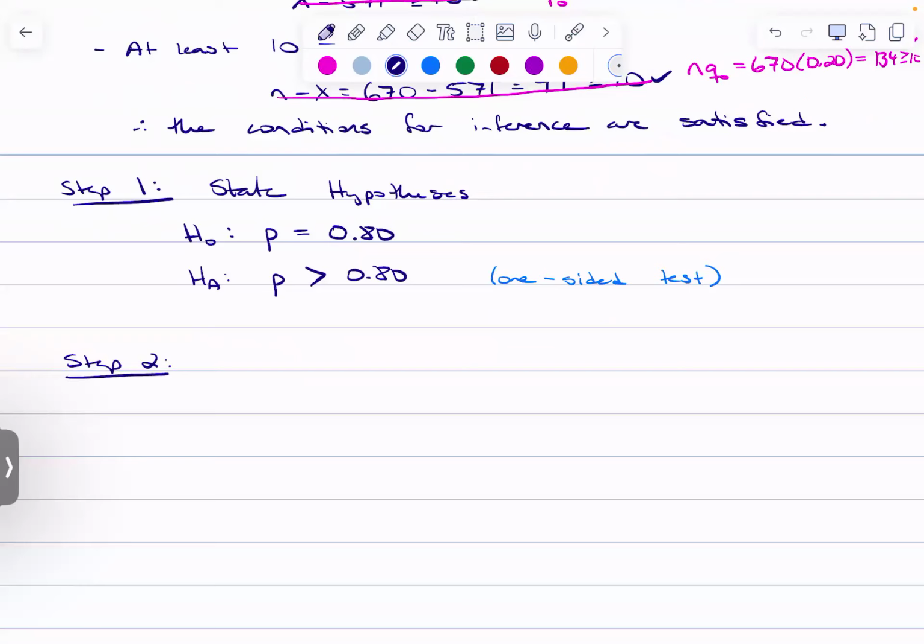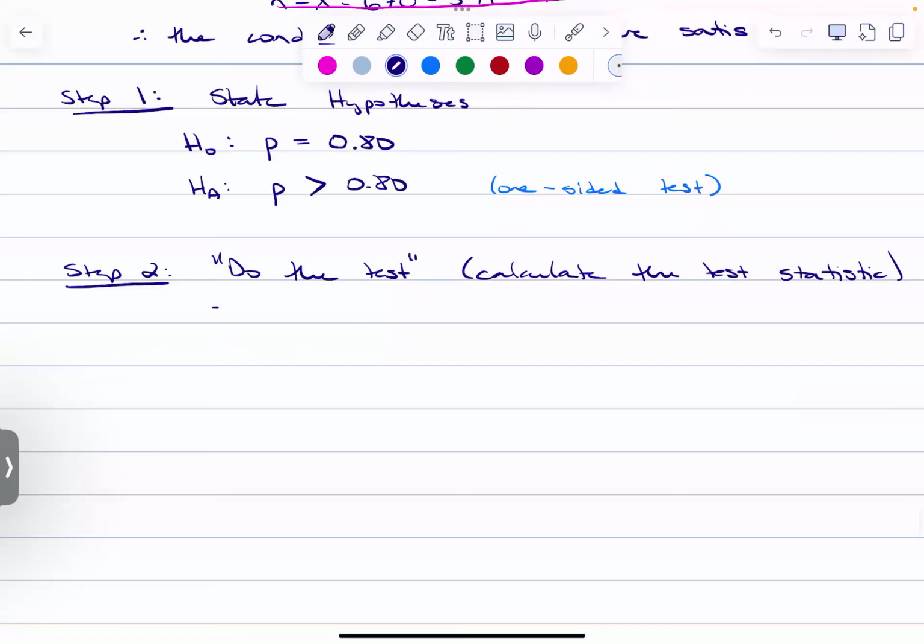But then follow through with that not equal to, because it's always safer. Step 2, do the test, which really means calculate the test statistic. I like do the test. Figure out how far p hat is from p naught, right? And on your formula sheet, you have z is p hat minus p naught over the square root of p naught q naught over n.